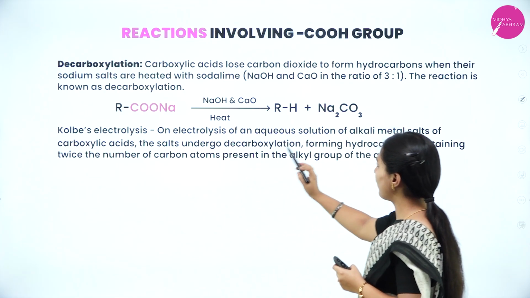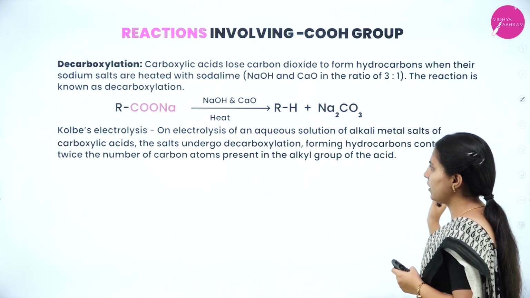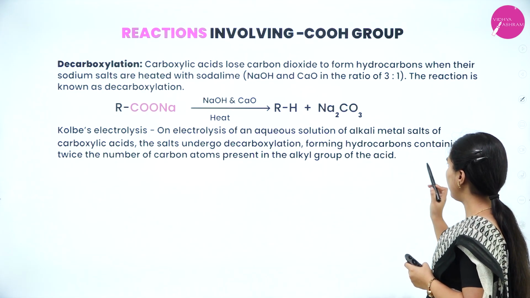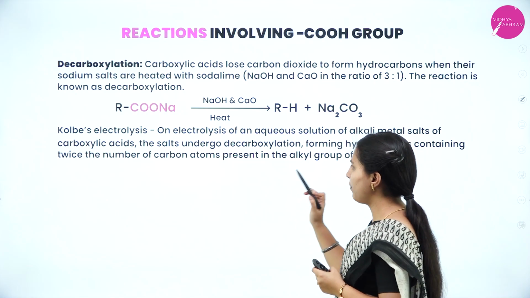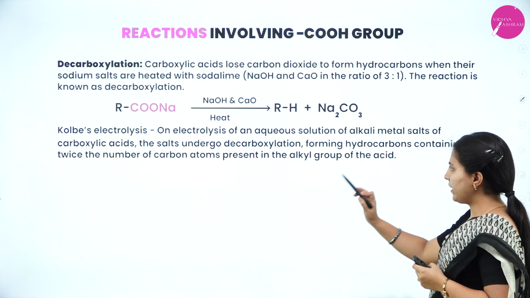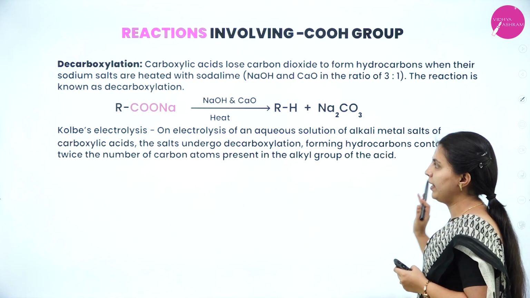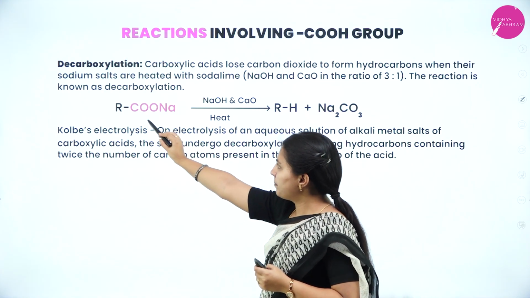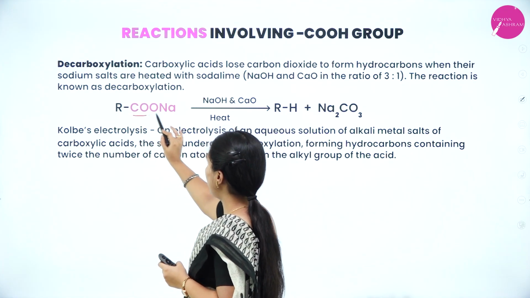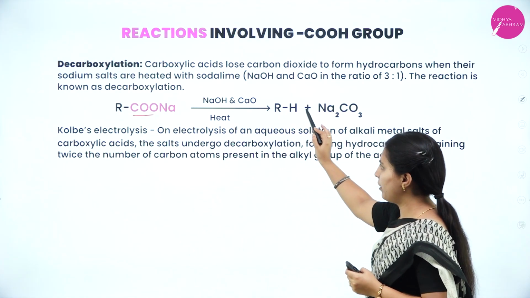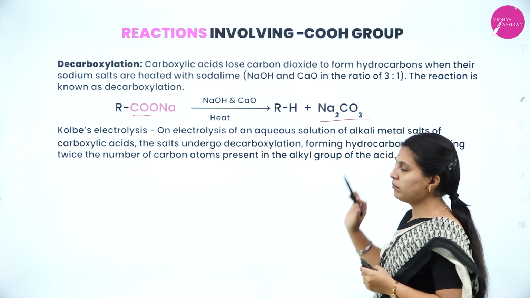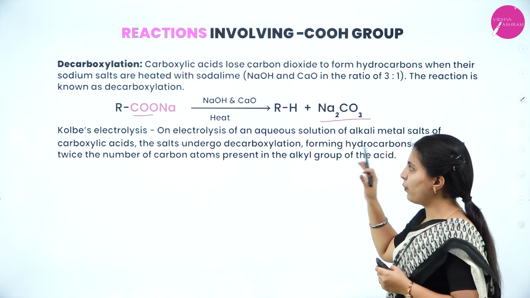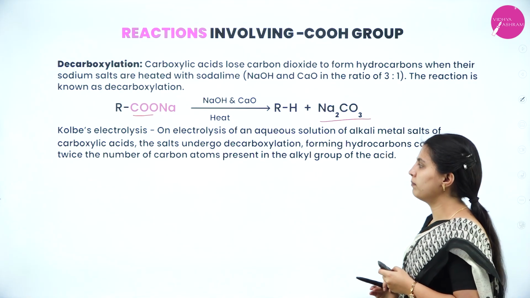On electrolysis of an aqueous solution of alkali metal salts of carboxylic acids, the salts undergo decarboxylation, forming hydrocarbons containing twice the number of carbon atoms present in the alkyl group of the acid. This is about Kolbe electrolysis. But here you have to observe that carbon dioxide will be removed and RH will be formed with sodium carbonate liberation. This is the hydrocarbon which forms in this reaction only.